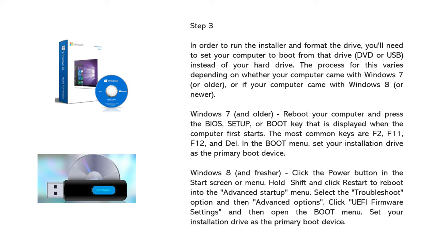Windows 8, and newer, click the power button in the start screen or menu. Hold Shift and click Restart to reboot into the Advanced Startup menu. Select the Troubleshoot option and then Advanced Options. Click UEFI Firmware Settings and then open the boot menu. Set your installation drive as the primary boot device.